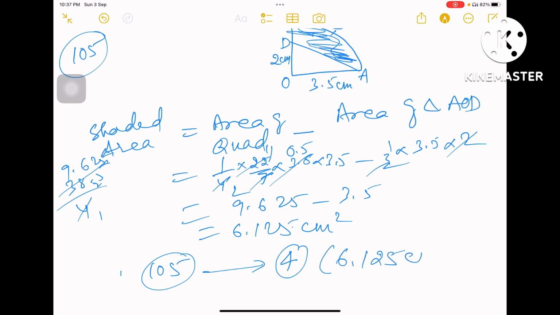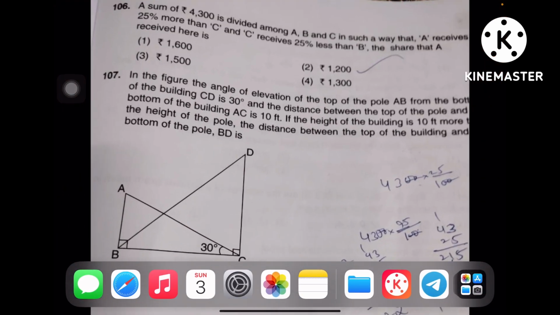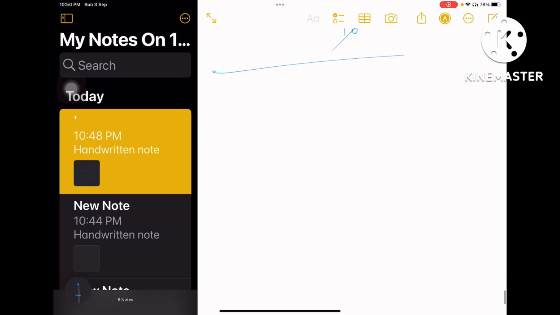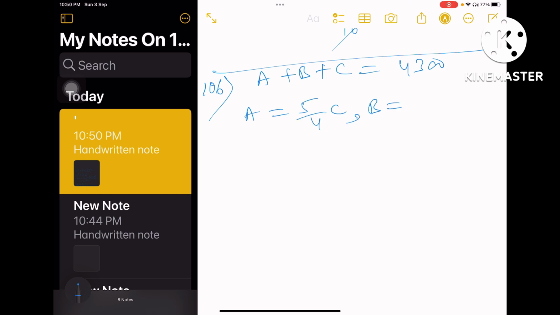300 is divided among A, B and C. So let's see the share, how it goes. Question number 106. The sum of A plus B plus C is equal to 4300. The share of A is 25% more than C, so A is equal to 5 by 4 of C, and B is 25% less than C, that is 3 by 4 of C.